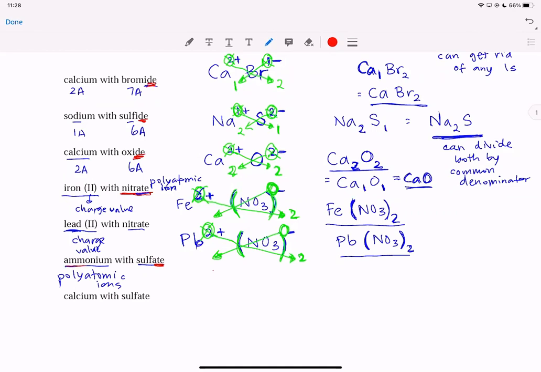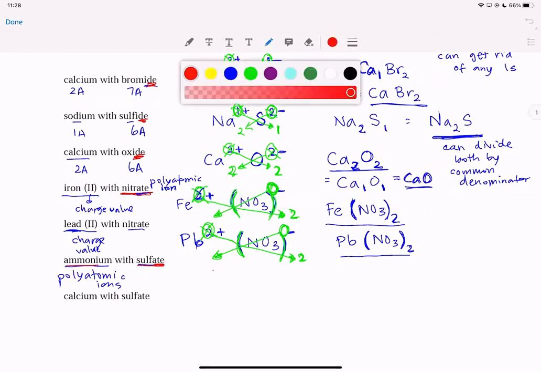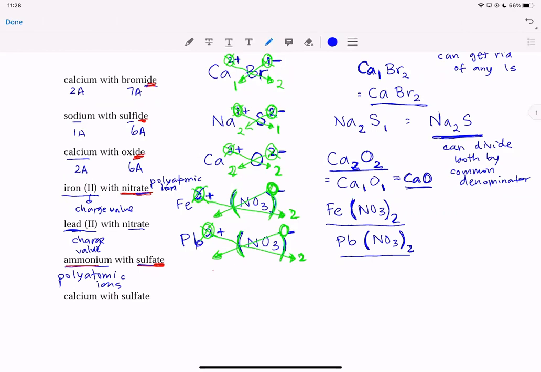List and look for ammonium and sulfate. Okay, so this you will find on your polyatomic ions list. Ammonium is parentheses NH4, parentheses around the whole thing, and a positive charge. And then sulfate, you want to also write that in parentheses. So this is SO4 and then a 2- charge.